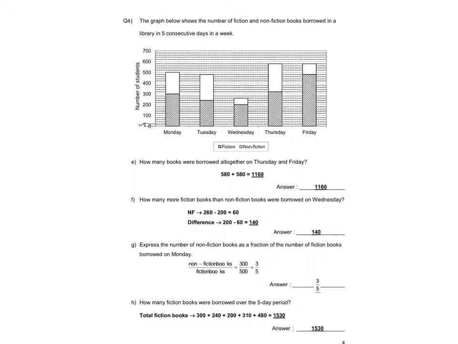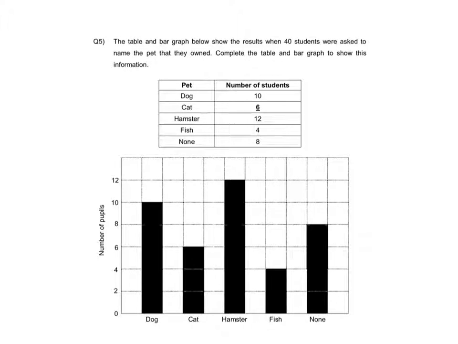Okay, now how many fiction books were borrowed over the 5 days period? So you need to find out the total fiction books. You're talking about the grayish, the shaded ones. So the total number 300 plus 240 plus 200 and so on, all the shaded ones added together will give you 1530.